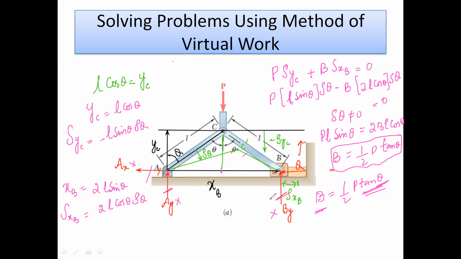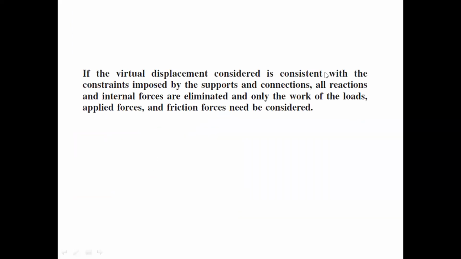That's one advantage. Sometimes we may encounter problems where the virtual displacements may not be consistent with the constraints offered at the joints, okay? Let's take such problems in hand. First of all, if the virtual displacement considered is consistent with the constraints imposed by the supports and the connections, all reactions and internal forces are eliminated, and only the work of the loads and applied forces and frictional forces need to be considered. This is a very important statement that I was trying to explain. If the virtual displacement is consistent with the constraints imposed by the supports and the connections, it offers us a relaxation that reaction forces and internal forces get eliminated, okay? And only the work done by the external forces is to be taken into consideration, okay?